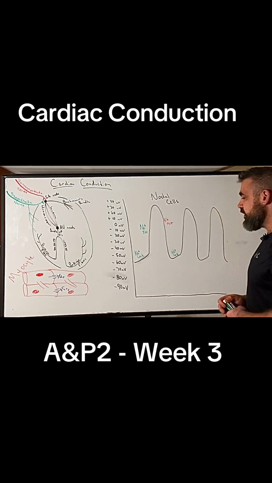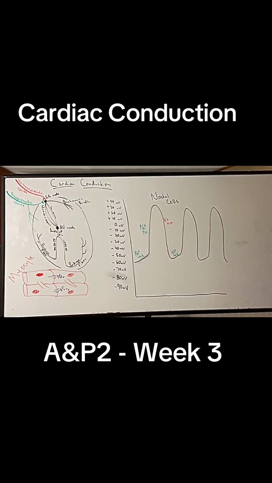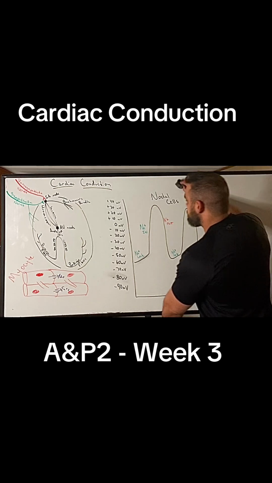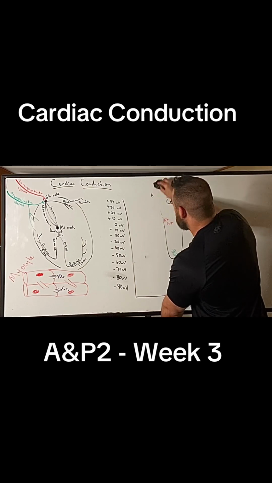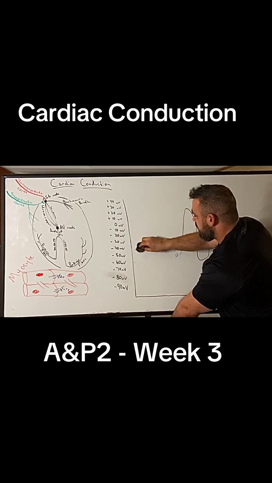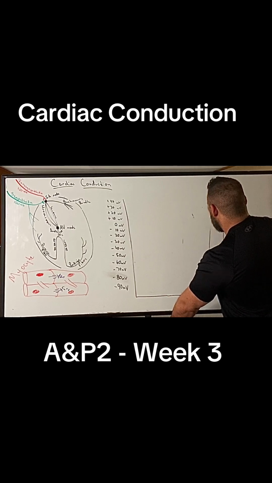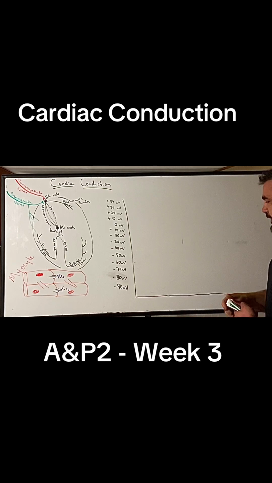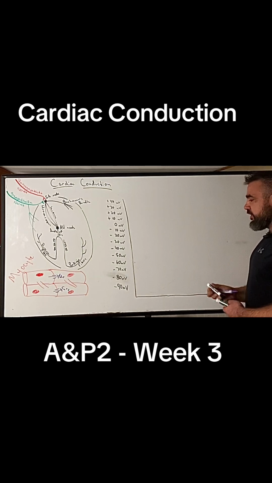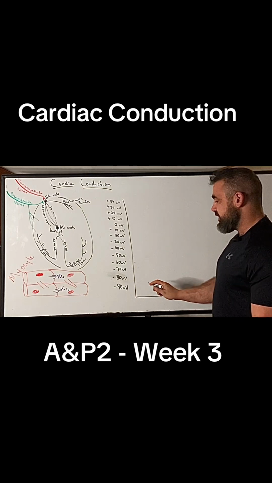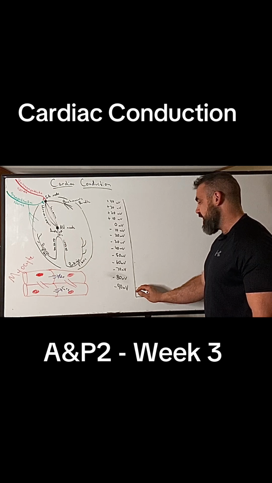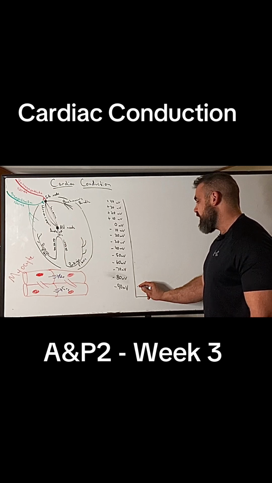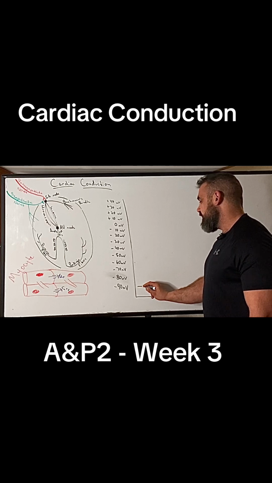Okay, so this is what happens in the nodal cells here. So what happens in the myocytes, as far as ions go, we can look at that. We'll look at one cycle here. So it's a little bit different. There's more phases to it. You don't need to know all the phases, but the myocytes, not the nodal cells, actually have a resting potential of about -90.